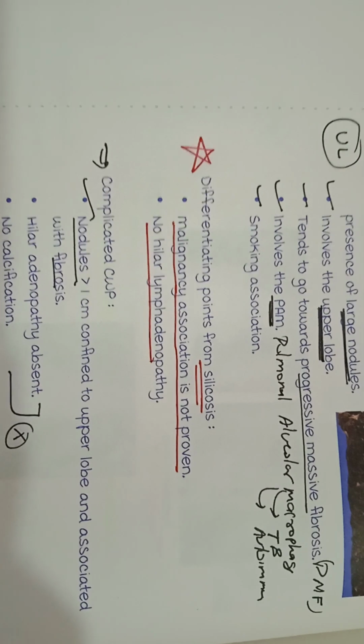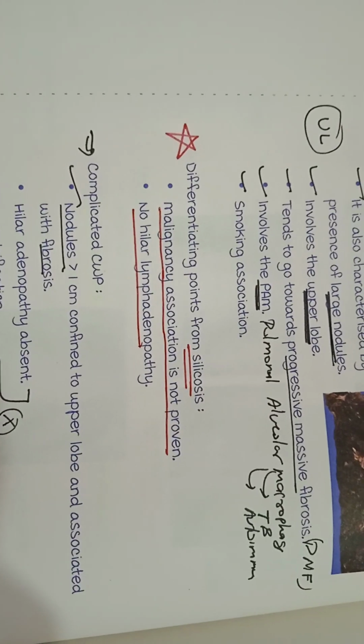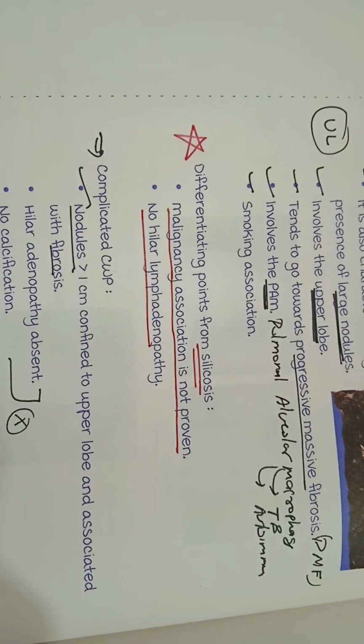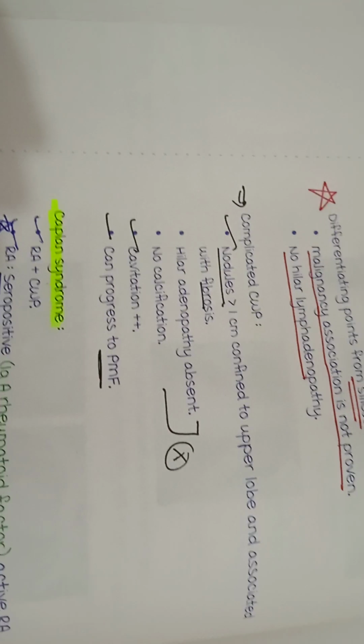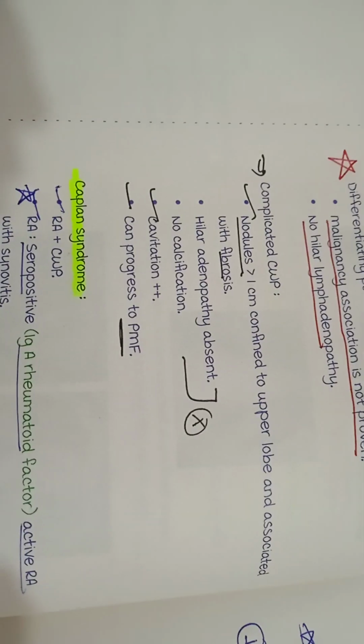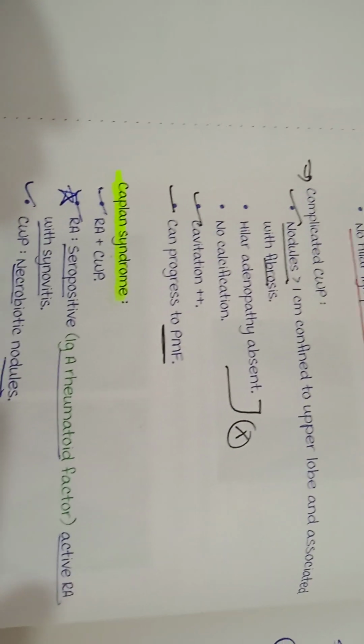It is different from silicosis in two points: it has no hilar lymphadenopathy, and malignant association is not proven. In complicated coal worker pneumoconiosis, nodules of more than 1 centimeter can go to fibrosis, and cavitations are also present. Calcification and hilar lymphadenopathy are not seen.